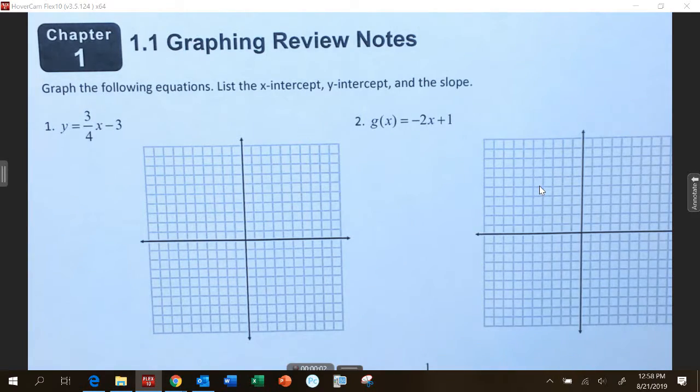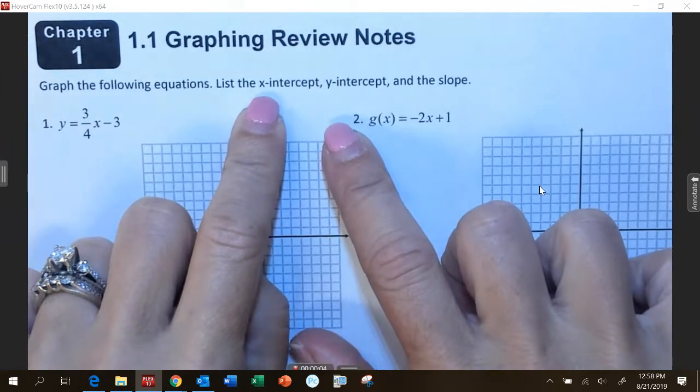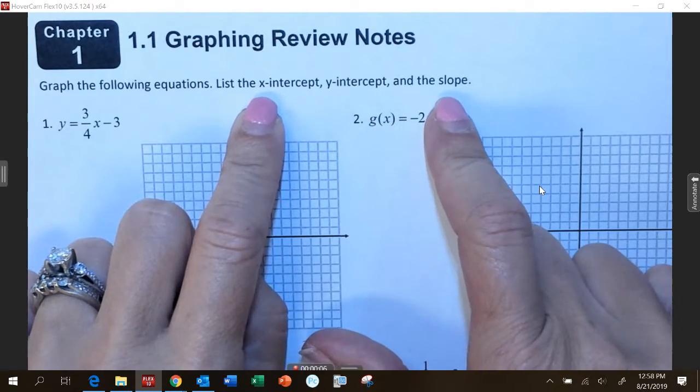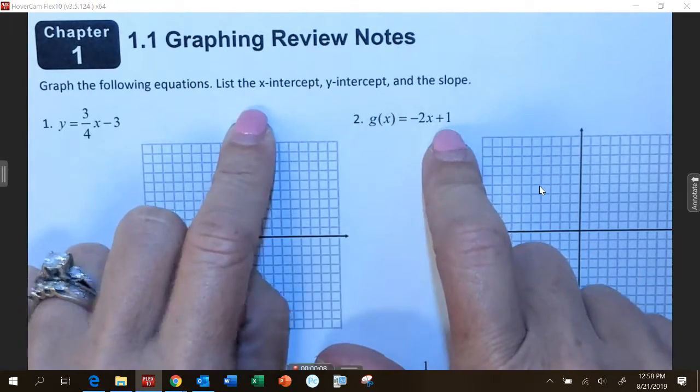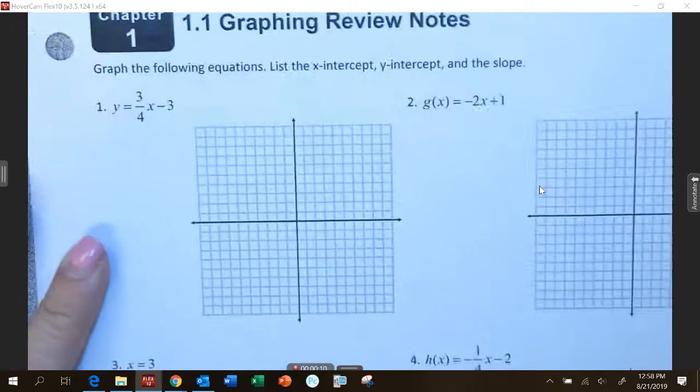So for each of these, you'll see the directions say list the x-intercept, y-intercept, and the slope. So we're going to go over how to find all three of those things when we are graphing lines.